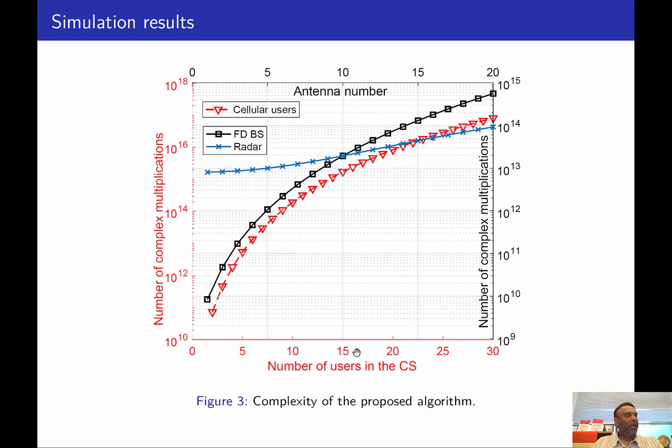This diagram shows the complexity. This is the number of complex multiplications versus the number of users in the cellular system. The red triangles show the cellular users, the black squares show the full duplex base station, and the blue stars show the complexity of the radar system. The top axis shows the number of antennas as well, the number of antennas at the radar system. This is a multi-dimensional diagram.